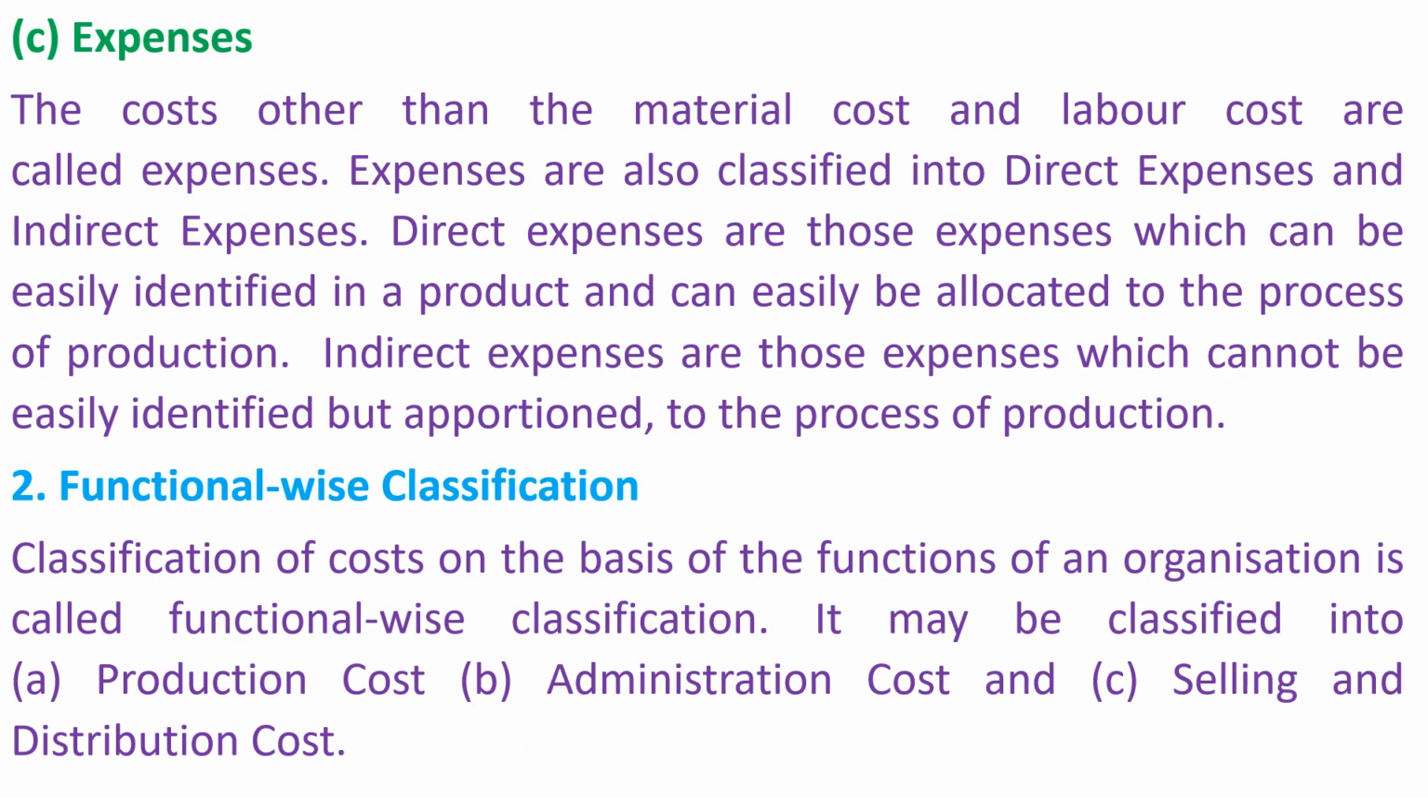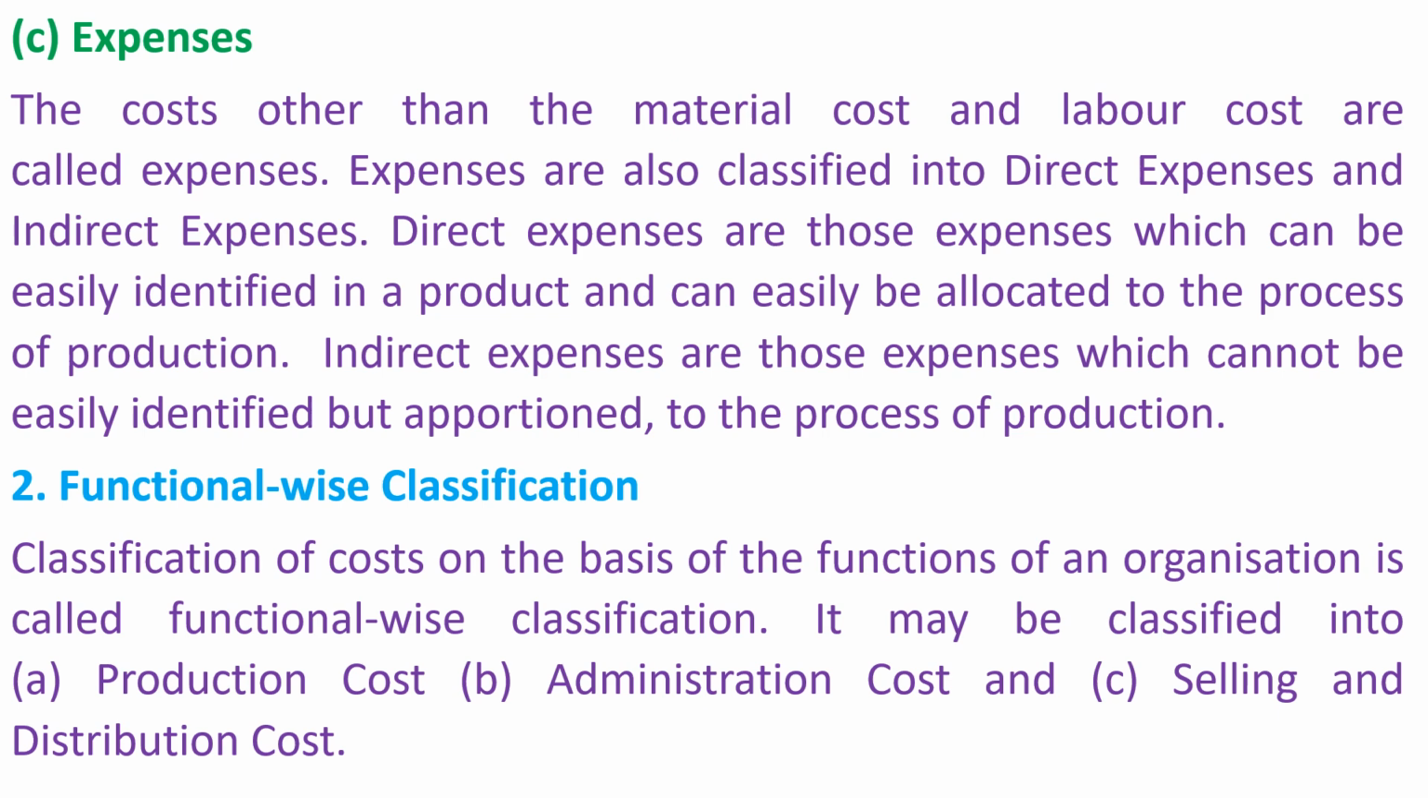C. Expenses. The costs other than the material cost and labor cost are called expenses. Expenses are also classified into direct expenses and indirect expenses. Direct expenses are those expenses which can be easily identified in a product and can easily be allocated to the process of production. Indirect expenses are those expenses which cannot be easily identified but apportioned to the process of production. 2. Functional-wise classification. Classification of costs on the basis of the functions of an organization is called functional-wise classification.